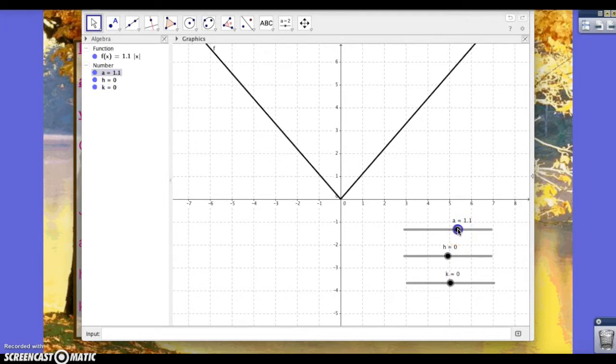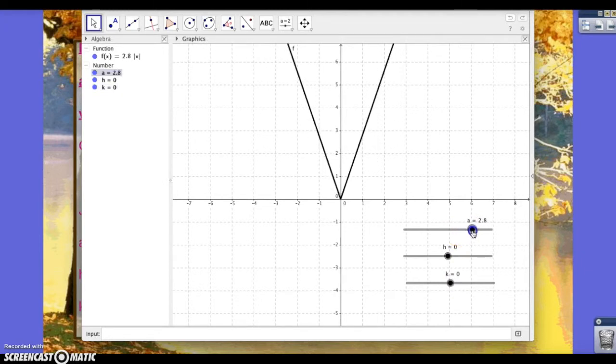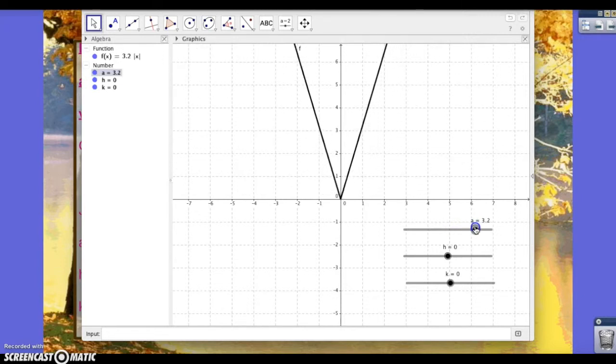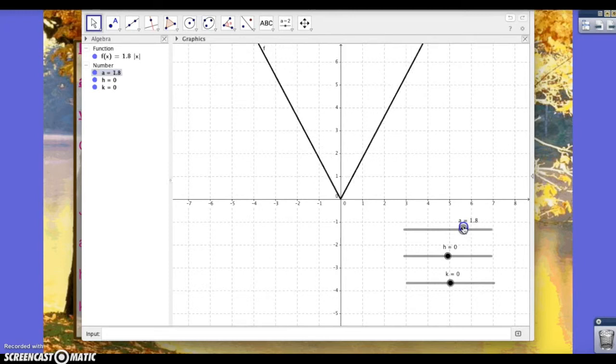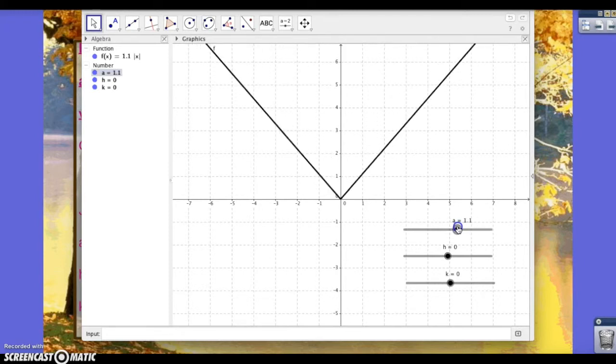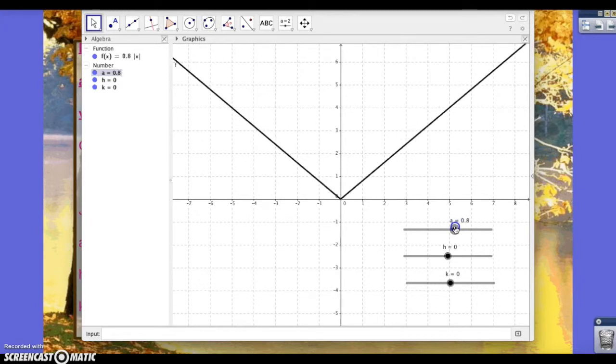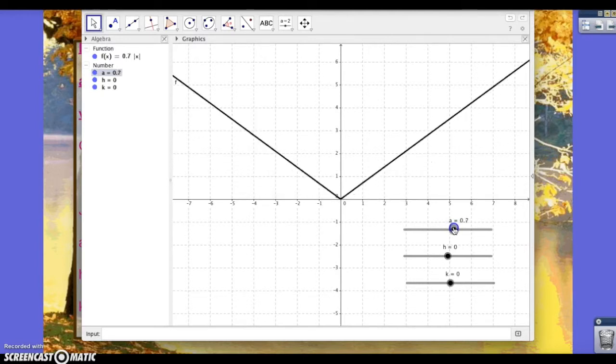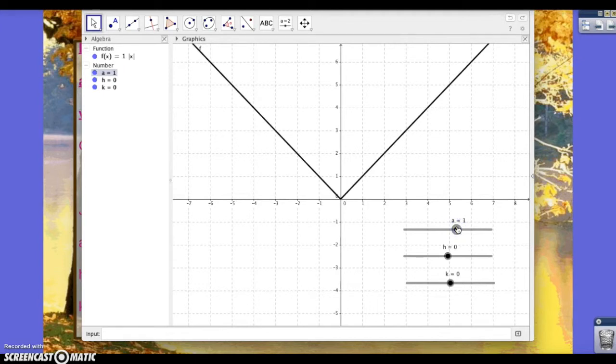Now A, let's see what happens to A. A makes it either very narrow, the bigger we get, the narrower we get. And look, here's 1. Under 1, it gets really, really wide until we almost have nothing. So A I think of as my slope. It's the number that's in front of the absolute value bars. So in order to determine anything about absolute value graphs, we have an A, H, and K. A is the slope, H is the x coordinate, K is the y coordinate.